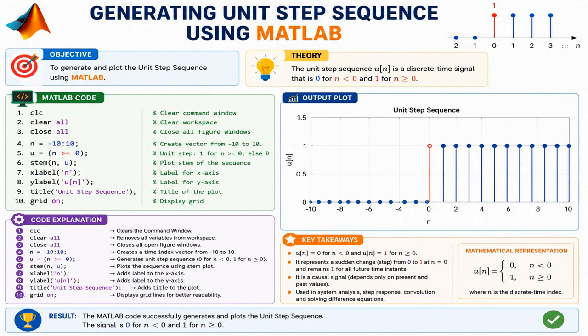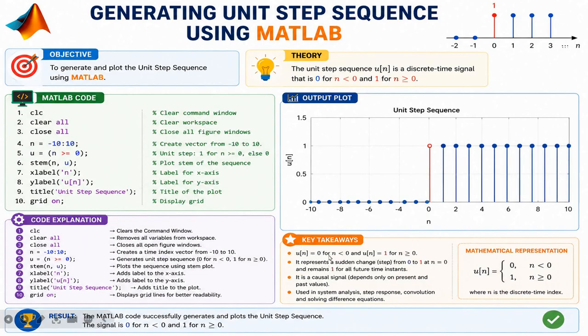And here you have the code explanation line by line. It explains how the MATLAB environment is initialized, how the discrete time index is created, how the logical condition generates a step sequence, and how the graph is plotted with proper labels and a title. This will help beginners to understand the purpose and function of each statement in the program.